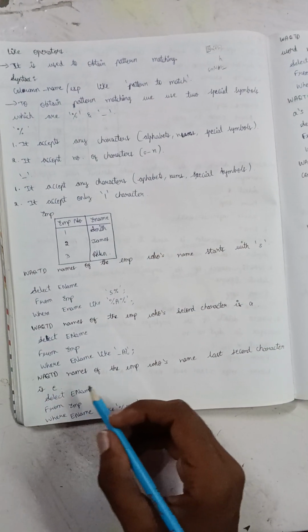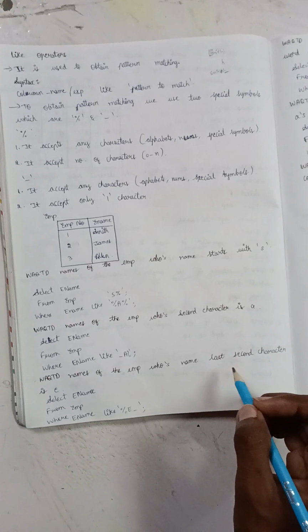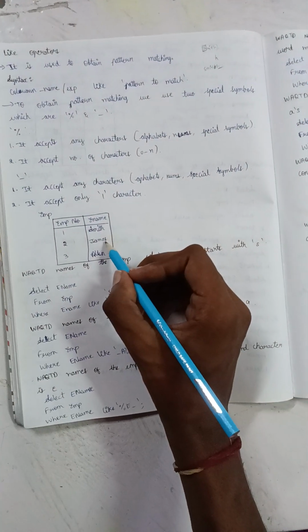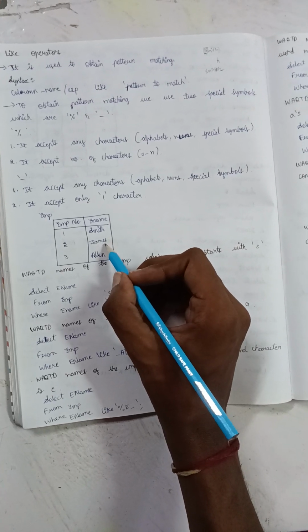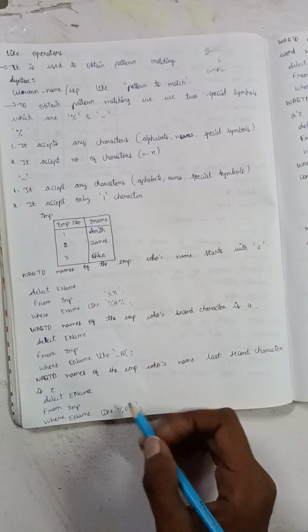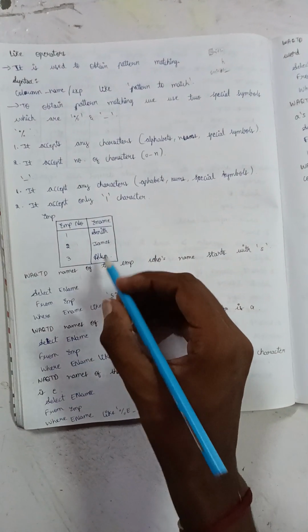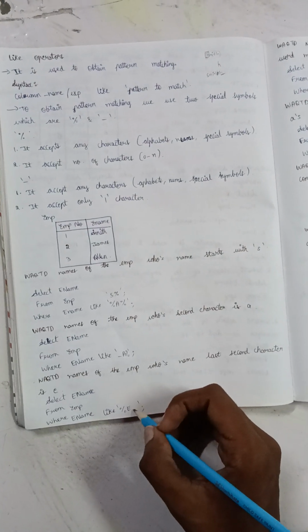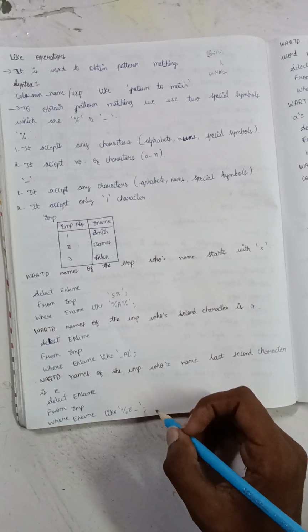Write a query to display names of the employees whose second last character is E. Here in James, the second last character is E. So select ename from emp where ename LIKE '%e_'. Percent can accept all the characters, after that E, then underscore, semicolon.